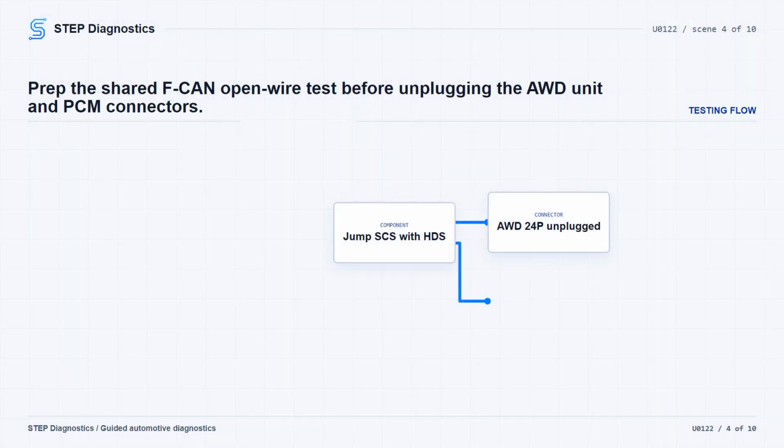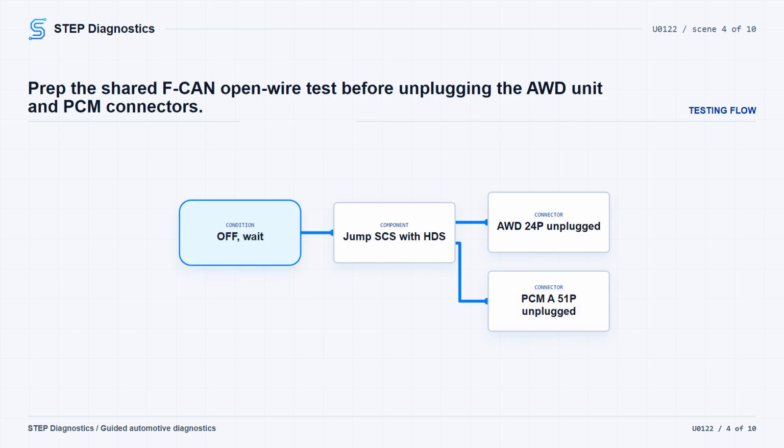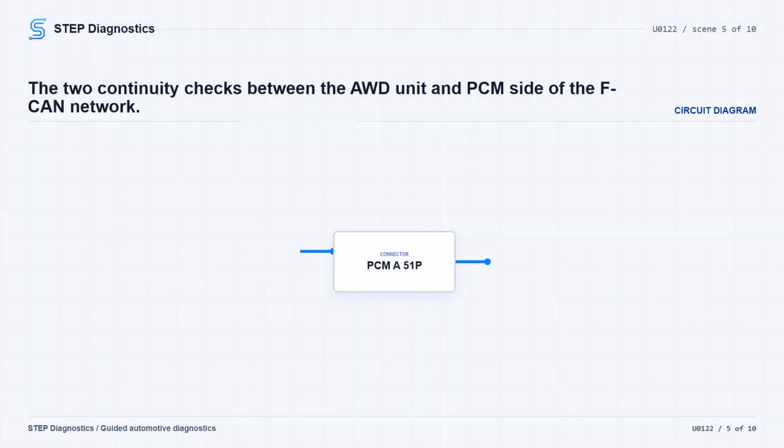The shared communication check starts with the FCAN high and low lines between the real-time AWD control unit and the PCM. Turn the vehicle to OFF or lock mode and wait 2 minutes. Then jump the SCS line with the HDS and wait more than 1 minute. After that, disconnect the real-time AWD control unit 24P connector and PCM connector A, 51P. Check continuity from real-time AWD control unit 24P connector terminal No. 14 to PCM connector A, 51P terminal No.